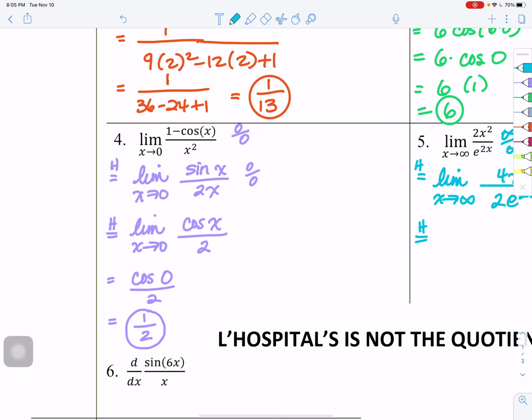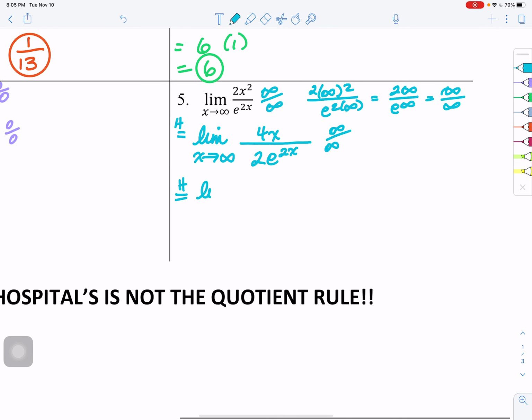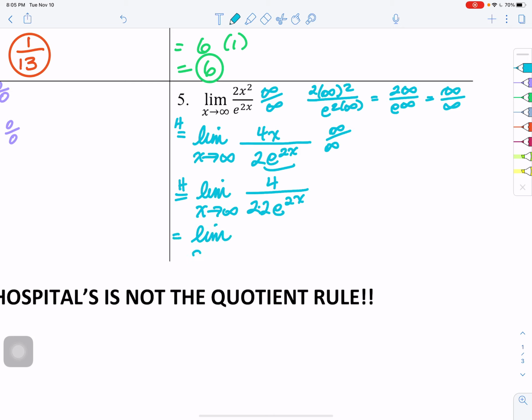I hope I remembered that over there. Yep. And we take the limit as x approaches infinity of 4 over. Now let's be careful. The 2 goes along for the ride. The derivative of e to the 2x is e to the 2x times the derivative of the something. So it's 2 times 2. And when you're simplifying, you don't want to write that limit if you're just simplifying.